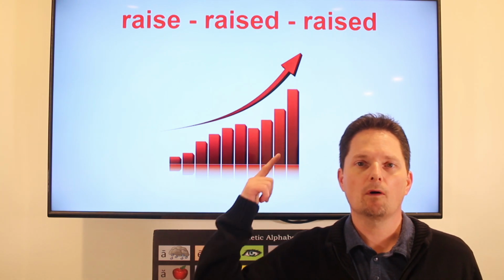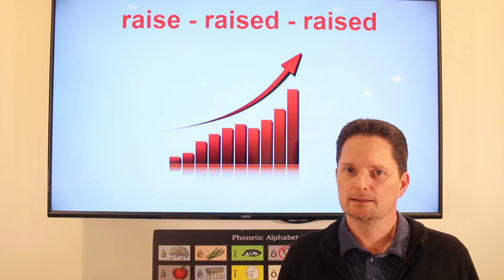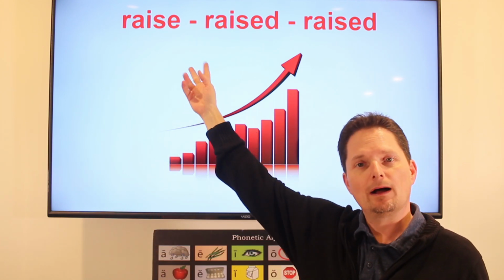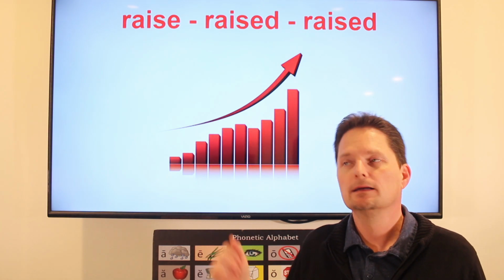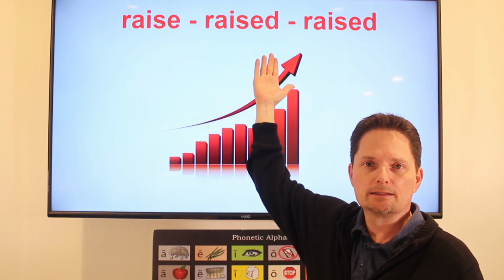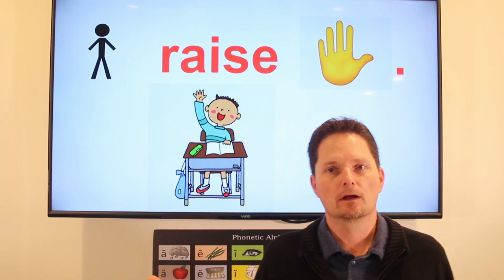Raise, to go up. In present, raise. In the past, raised. The S is between two vowels, so we pronounce it with a Z sound like zebra. Raise. In the past, raised. And the participle, raised.